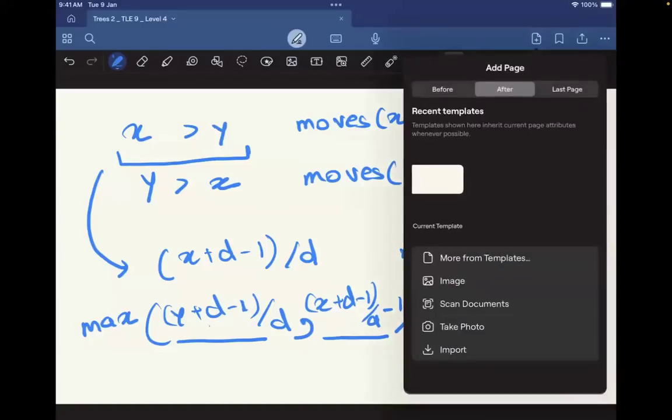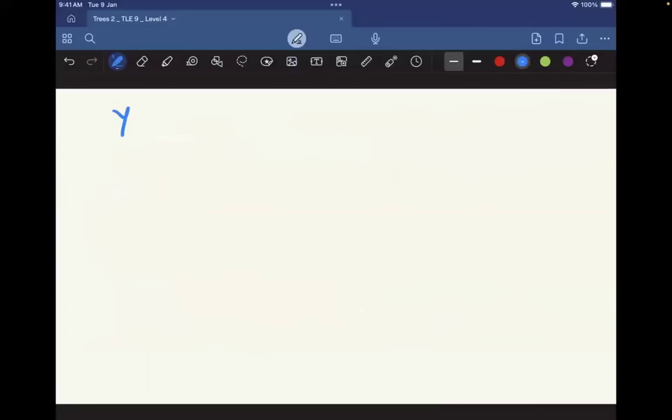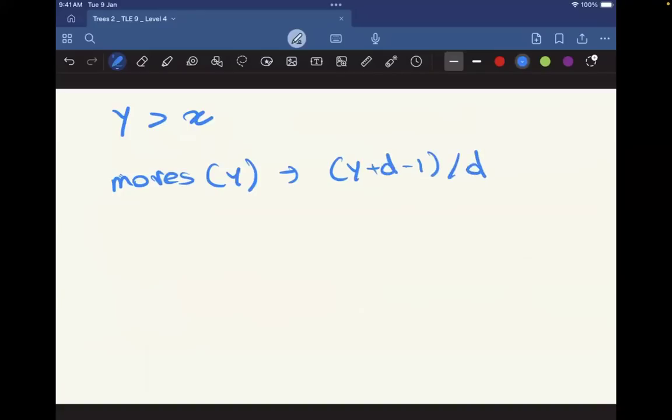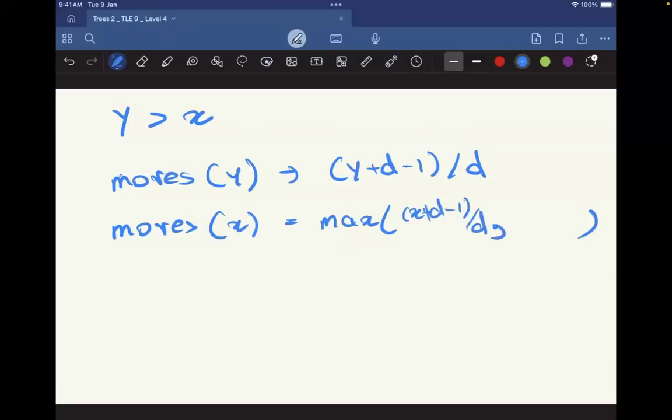Now, similarly, if Y is greater than X, then the number of moves of Y is just (Y plus D minus 1) divided by D. Now, can you guys tell me what will be the number of moves for X? It will be what, guys? It will be max of what? Tell me. One will be (X plus D minus 1) divided by D. And here, will it be minus 1 or will it be the same?